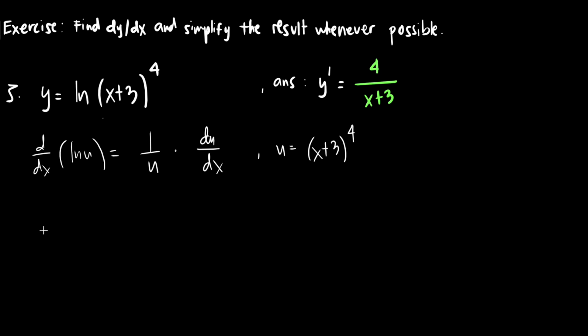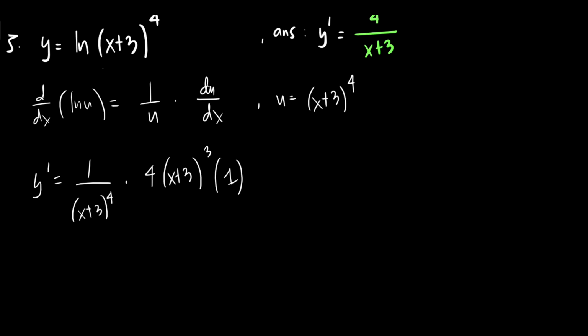So let's simplify. So y prime is equal to 1 over u, where u is equal to x plus 3 raised to the power 4. So 1 over u, times d over dx, so 4 times x plus 3, 4 minus 1 is equal to 3. So the derivative inside is 1. So we'll simplify. So we have y prime is equal to 4 multiplied by x plus 3 raised to the power 3, all over x plus 3 raised to the power 4.